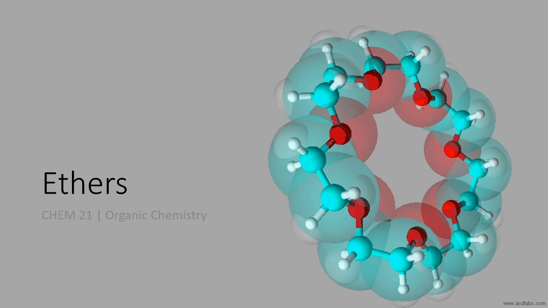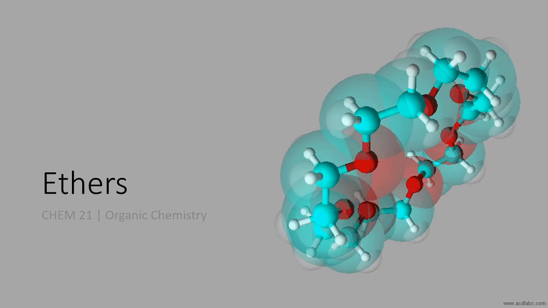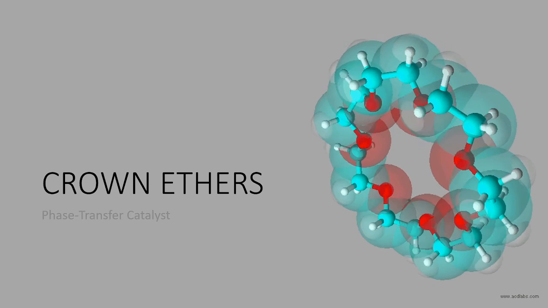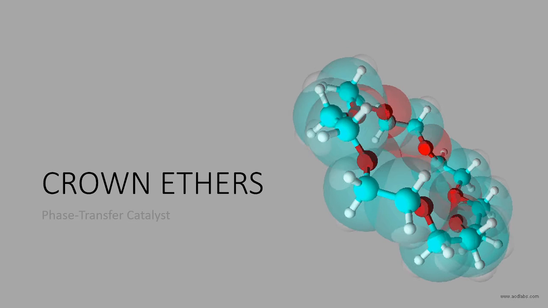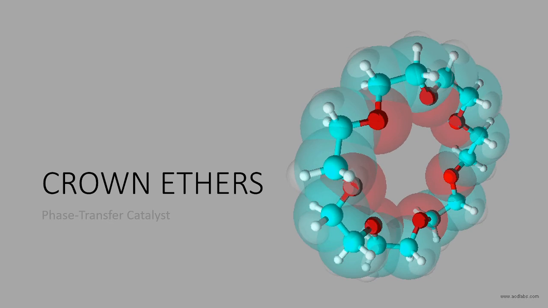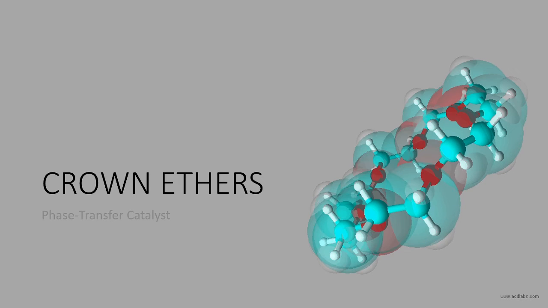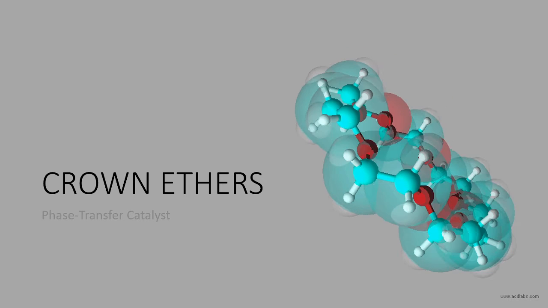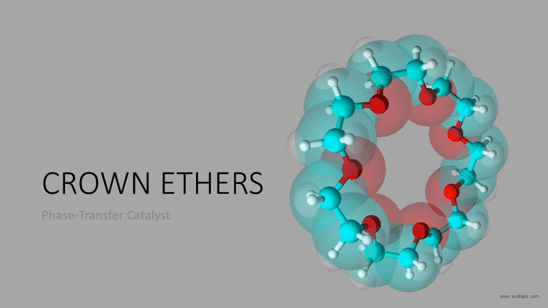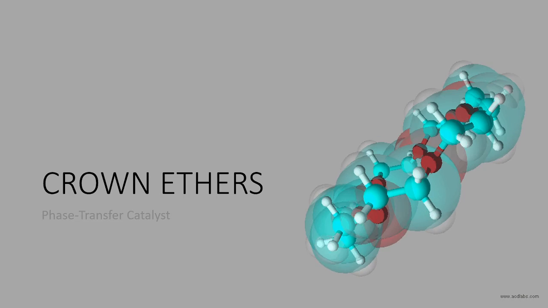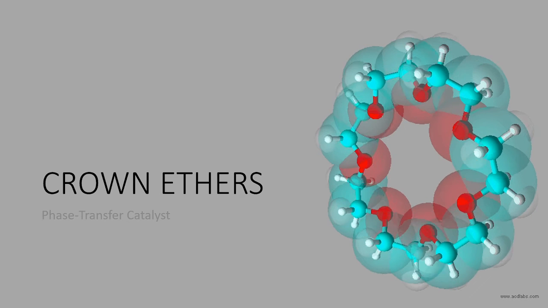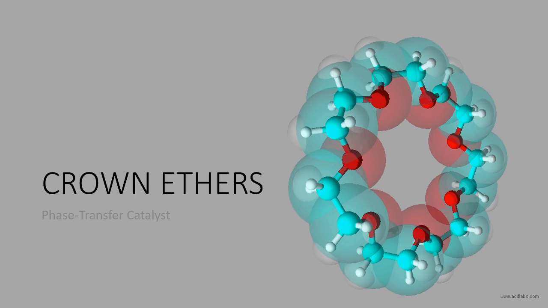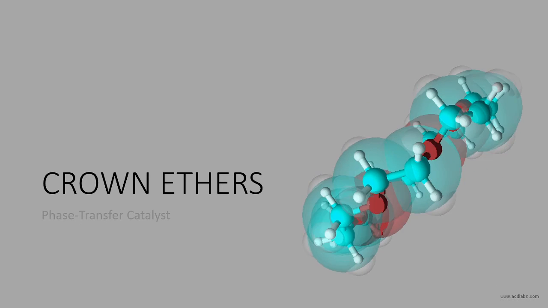Today we'll be talking about ethers. As you may see here, I have an example of a somewhat complex ether. This is an example of a crown ether, or one of the examples of crown ethers. To be exact, this crown ether is what we call 1, 4, 7, 10, 13, 16, 19-heptaoxycyclohexane. This is one example of what we call a phase transfer catalyst.